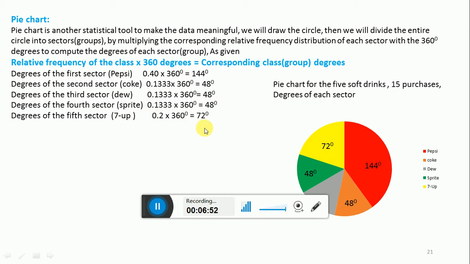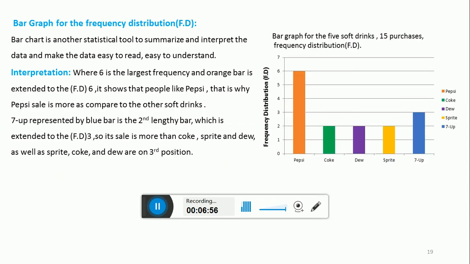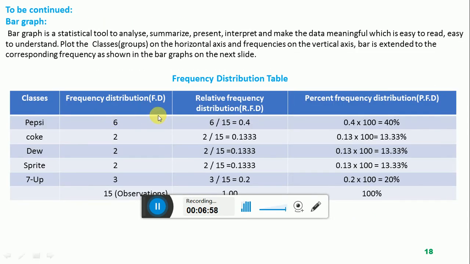You can collect them from the frequency distribution table. I am taking you back to the frequency distribution table. This is the frequency distribution table. Same example, same raw data, 15 purchases, 5 soft drinks. Relative frequencies of each class: 0.4, 0.133, 0.133, 0.133, 0.2. These are the relative frequencies of all 5 classes. We can collect them from here and we can compute the degrees of the particular classes.